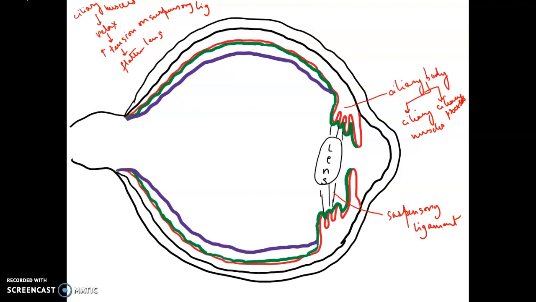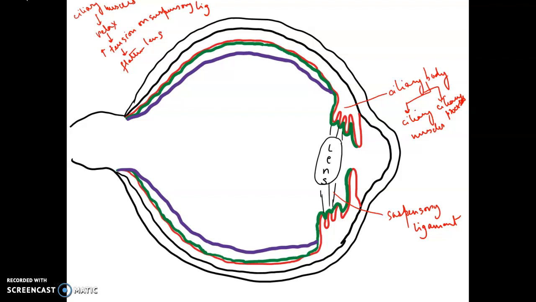This is important, or this helps us in far vision. So if we want to look at things which are at a distance, a flattened lens is necessary for far vision. And remember, this shape of the lens is the default position of the lens. So the flattened lens is the default of the lens.